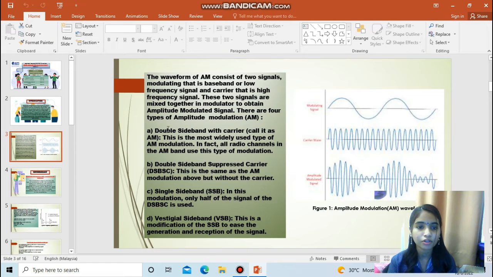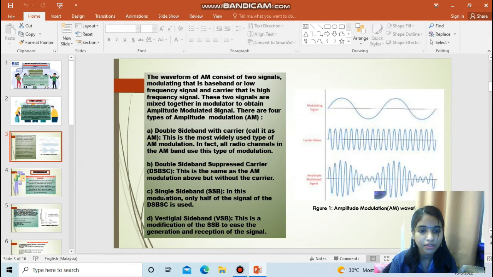There are four types of amplitude modulation. Firstly, double sideband with carrier, called AM. This is the most widely used type of AM modulation. In fact, all radio channels in the AM band use this type of modulation. The second one is double sideband suppressed carrier, DSB-SC. This is the same as the AM modulation above but without the carrier.